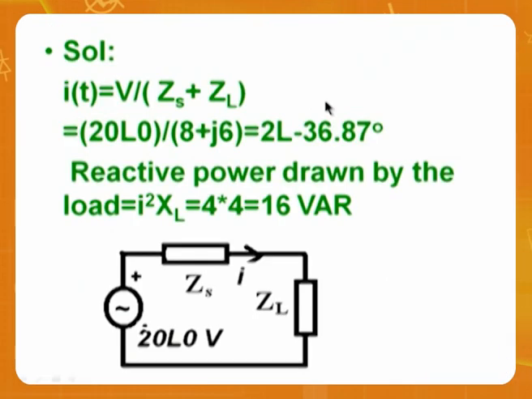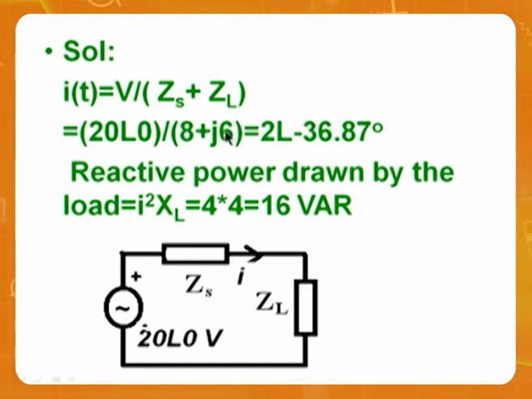Come with me to the solution. Current is always voltage by total impedance. 20 angle 0 is the voltage. Total impedance is 8 plus J6. If you calculate these values, you will have 2 angle minus 36. The angle becomes negative because you have to calculate the root of 8 square plus 6 square.